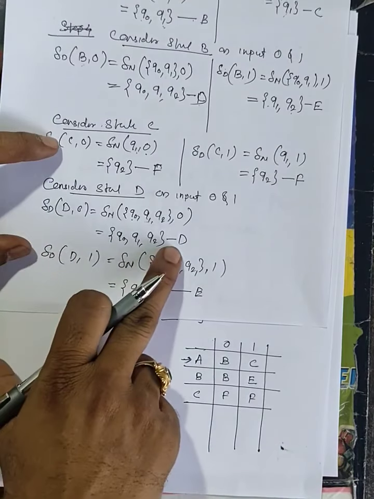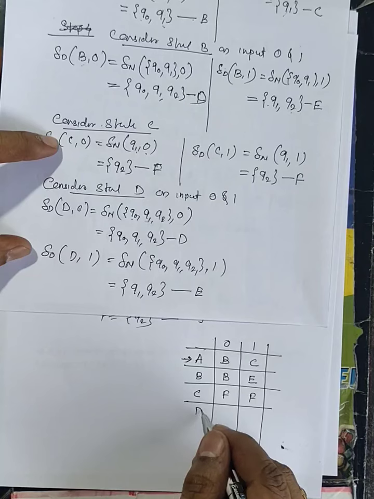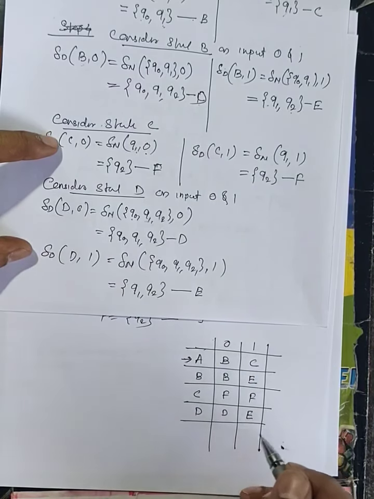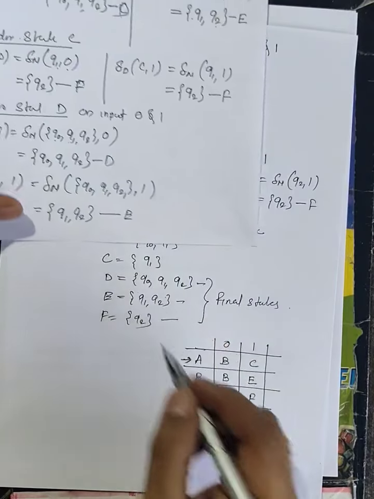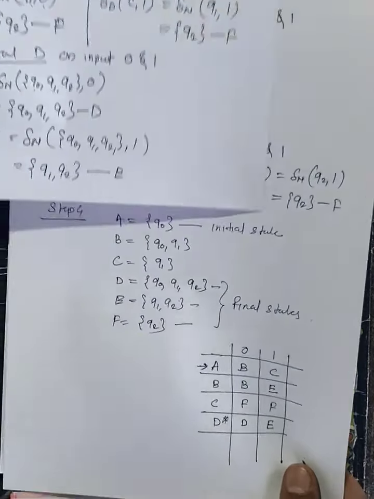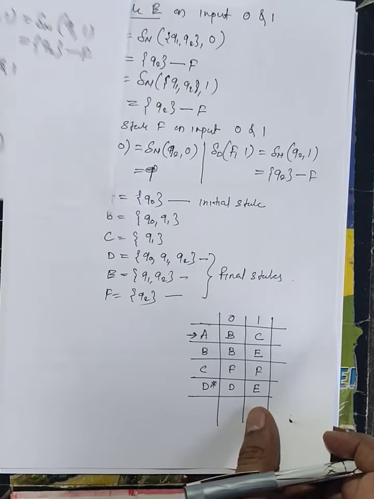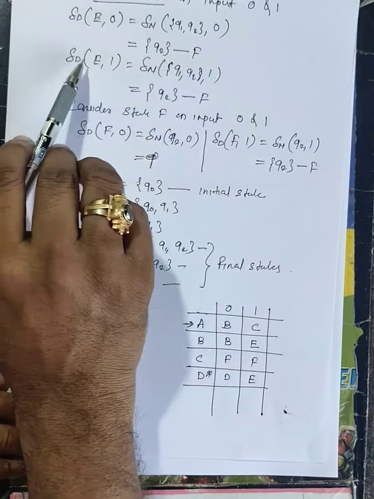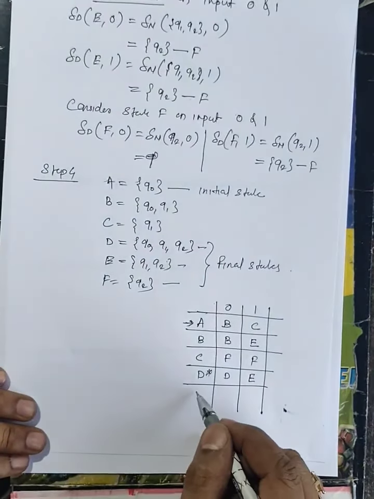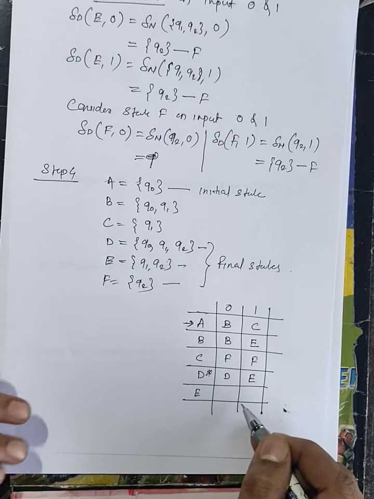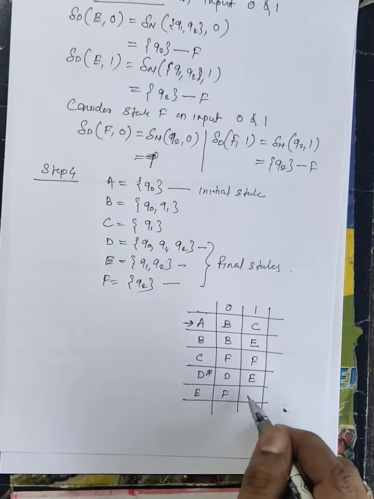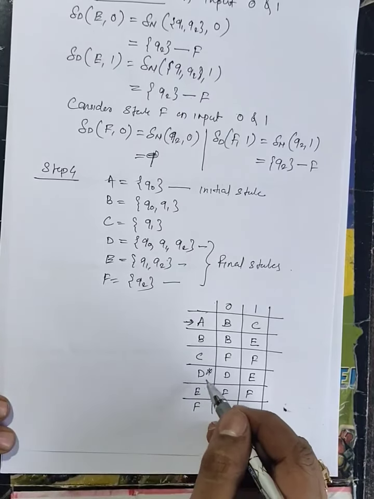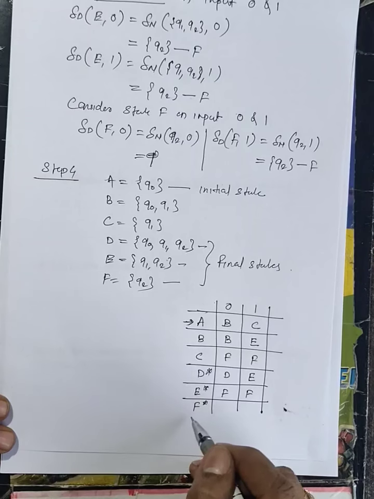Then D. D on 0 gives D, D on 1 gives E. D is a final state here. A final state can be represented with a star. Then the next state is E. E on 0 gives F and E on 1 gives F. E on 0 and 1 gives F, and last F. E is a final state and F is a final state.